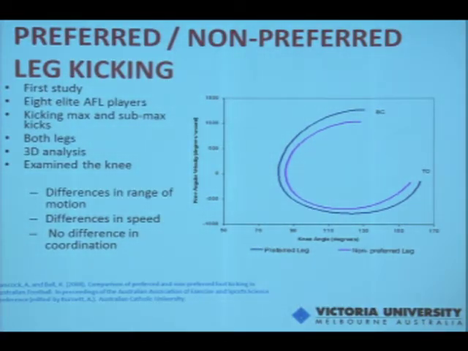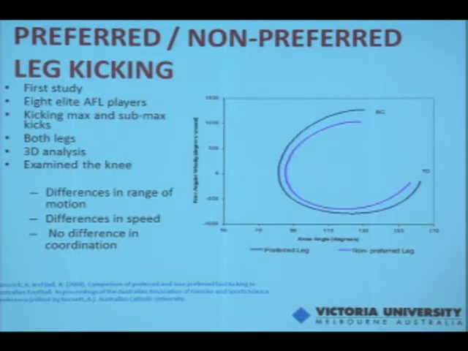In our first study, we had a look at 8 elite AFL players. They kicked maximal and sub-maximal kicks with both legs, with three-dimensional analysis. The first bit that we examined was just the knee. So in the figure here, apologies if that is too small to look at, we've got two lines. The navy blue line, the dark line, is the preferred leg. The pinkish line is the non-preferred leg.